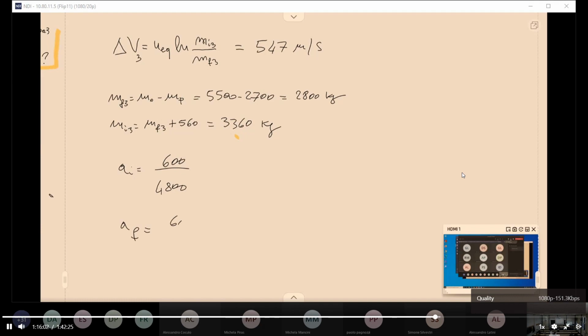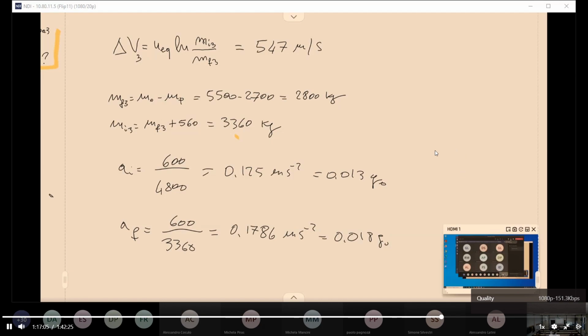So we have the initial and the final acceleration, with these results: 0.125 meters per second squared and 0.17125. Just to have a reference, we can consider this as referred to g0, and we see that they are rather mild accelerations. Okay, if you agree, we move on to another exercise.